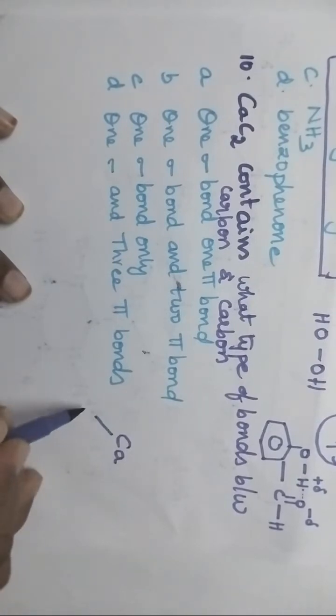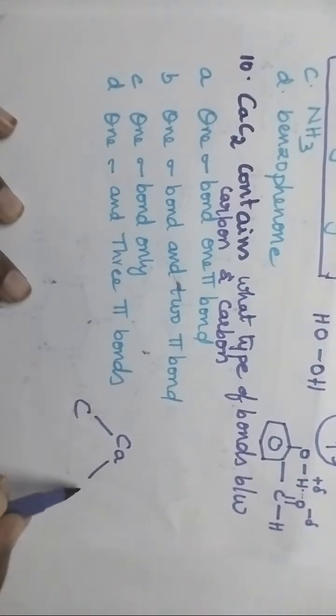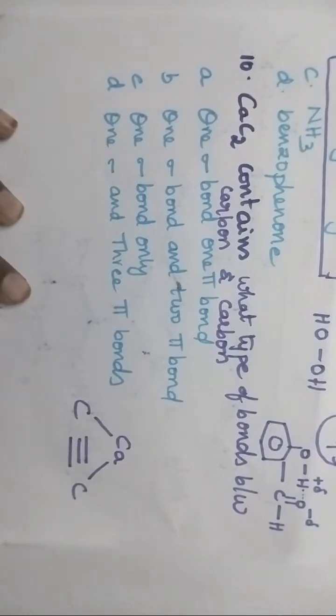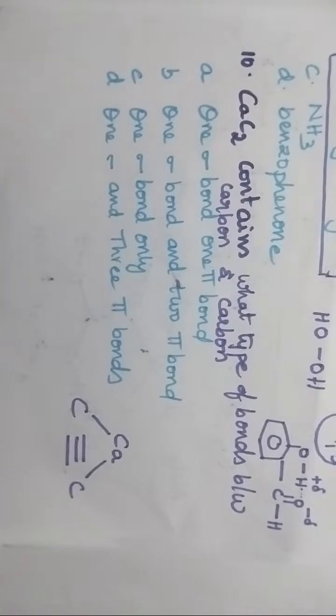Calcium will be associated with each carbon atom, and in between the two carbon atoms a triple bond is present. Now you try to answer, between carbon and carbon what type of bonds are present. What is your answer? Yes, what is your answer for the 10th question?